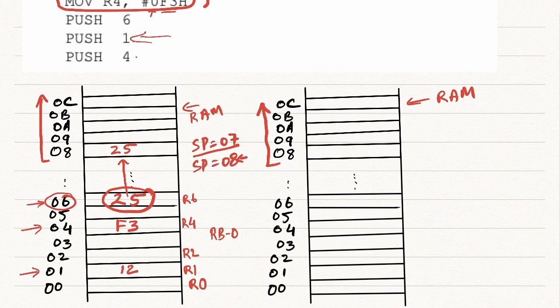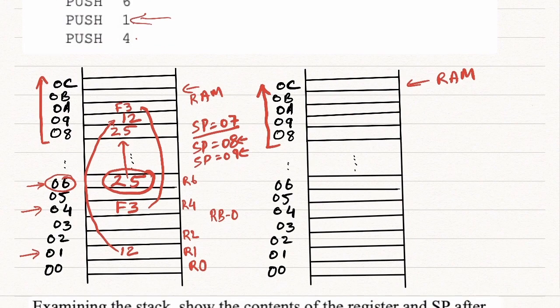Because you know that SP is right now 08. So before this pushing, SP will become 09, and to the 9th location, this 1 will be moved. The content of 1 will be moved. Similarly, when you say push 4, this F3 will be going to the next location. What is the content of F3? Yeah, correct. F3 will be moving here. So this is what is happening when it comes to push operations.